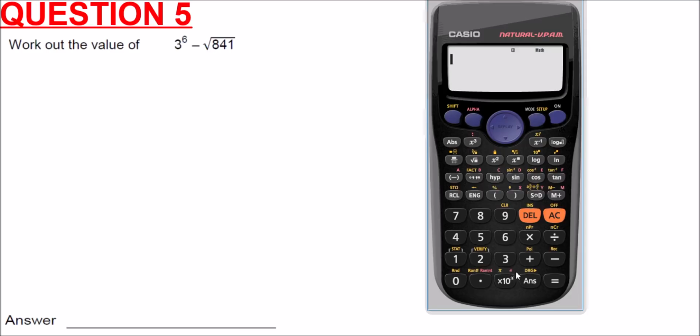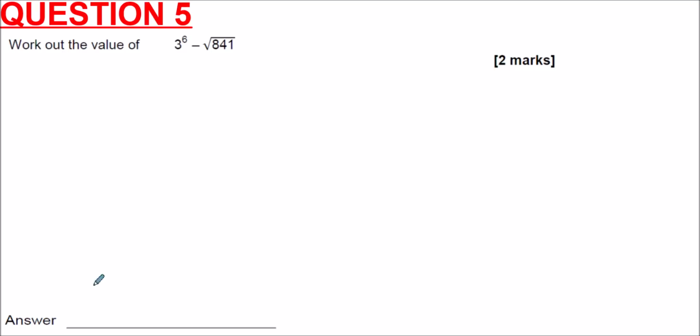So 3 to the power 6, we type 3, power button 6, minus, this is the square root symbol, so we press here, the square root of 841. Press equals, and you should get 700 exactly. So the answer for question 5 is that this calculation is exactly the same as 700.